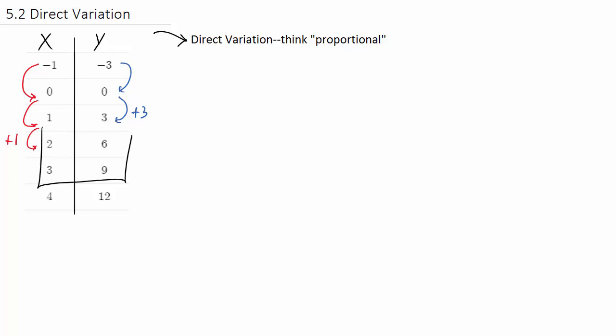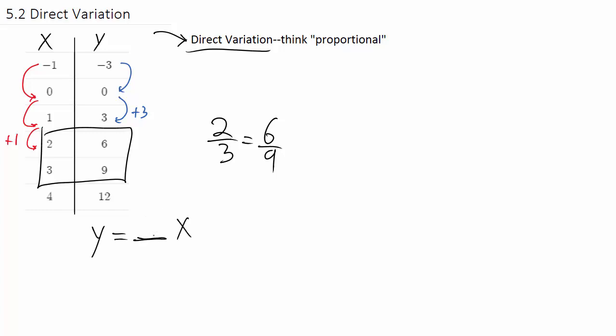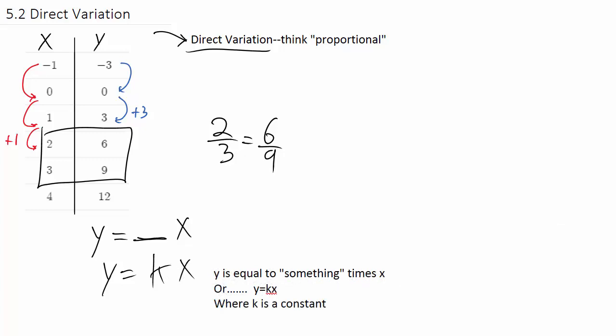So to check if it's direct variation, I want you to think: is it proportional? If you compare any two sets of numbers, the x's and the y's, you'll notice that they're proportional. So 2/3 is the same thing as 6/9. So here's the idea. y is equal to something times x. When I say something, I'm just going to use the variable k to represent that something so I don't have to keep saying that. So it should have the form y equals kx.